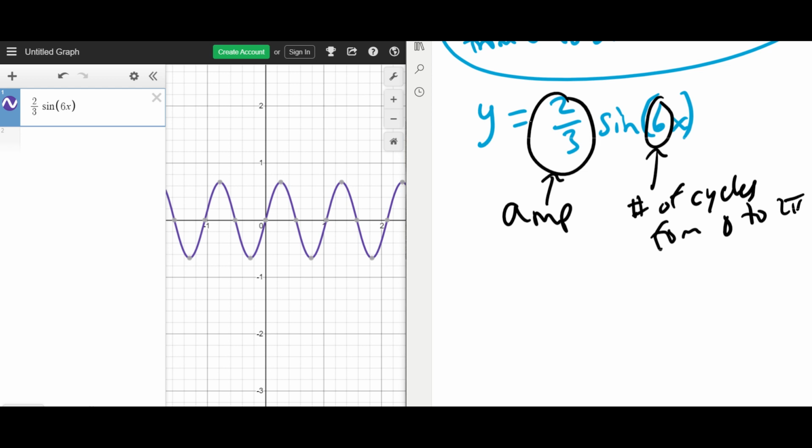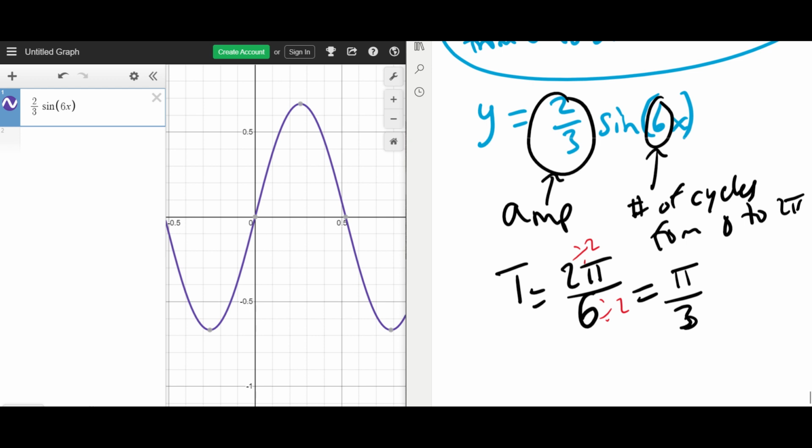But this also helps us with our period, right? So our period is 2 pi divided by that number. And so this is a fraction. You can actually reduce this fraction, divide by 2, top and bottom, and you get pi over 3. All right, so that's my period. That means the function repeats after every pi over 3.